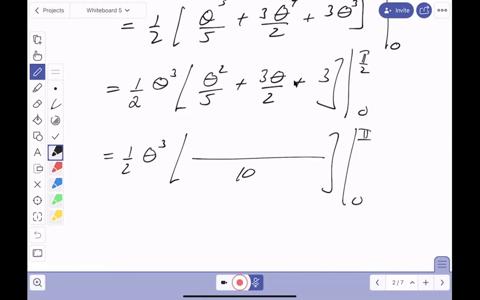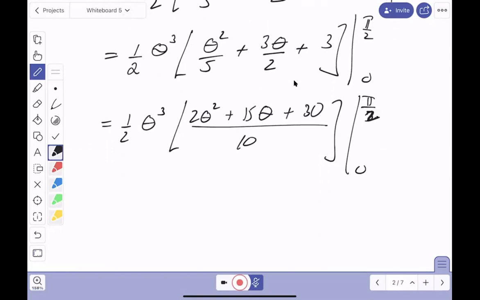I know I said a lot to you. And we're trying to encourage you. If you make mistakes, correct them. So what do you get over there? 2 theta squared. And then you're going to get plus 15 theta plus 30, right? I'm sorry, that's a 2. All right, I got 3 in my brain. All right, let's do it.